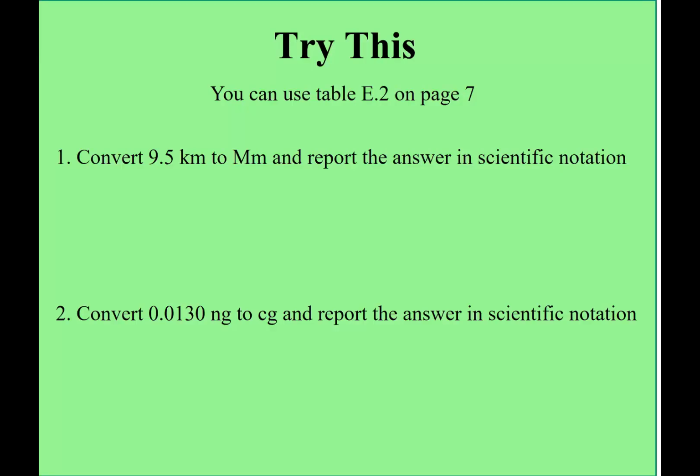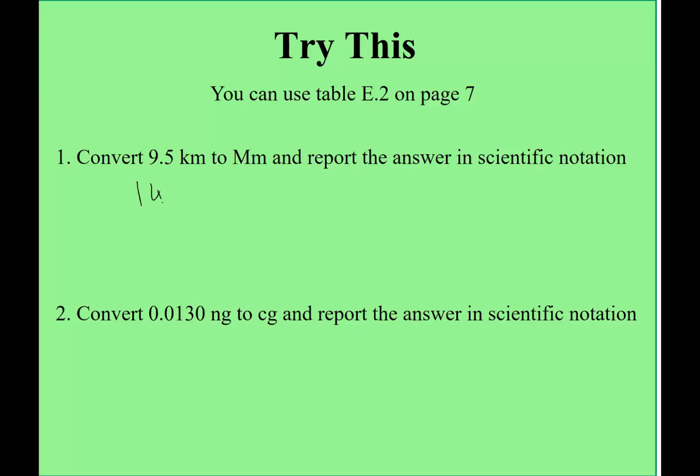Okay, so let's practice this. I suggest that you pause the video and practice that, and when you're ready, you unpause the video and I will tell you the answer. Okay, so here's the answer. In order to convert 9.5 kilometers to megameters, you have to have two conversion factors. Let's just do the two conversion factor method. Okay, so we look that up.